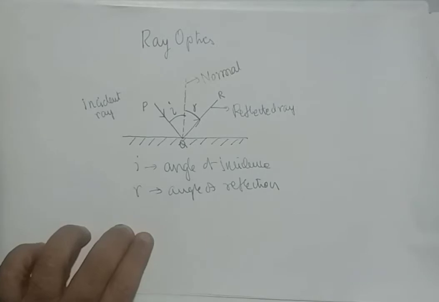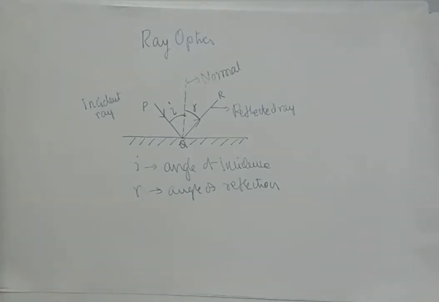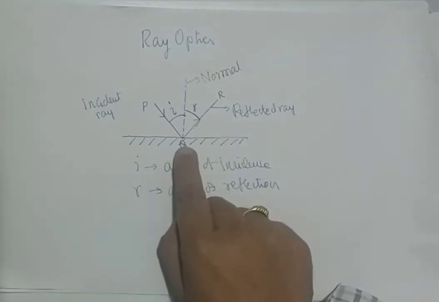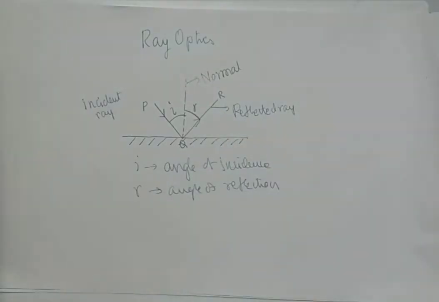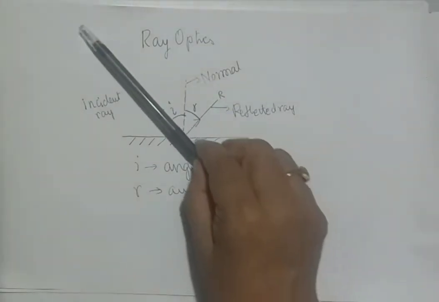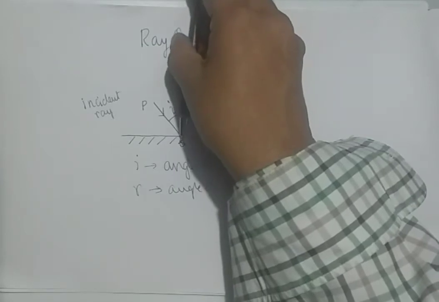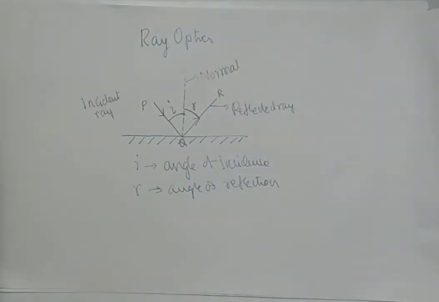So with these basic things about reflection and terminology, we start learning some laws behind the reflection of light. Now observe. The first law says the PQ, the incident ray, QR, the reflected ray, and the normal drawn at the point of incidence all lie in the same plane. That means if PQ, the incident ray, is along the paper, then QR, the reflected ray, should be along the paper plane only. Even the normal we draw is also in the same plane. So that is the first law.